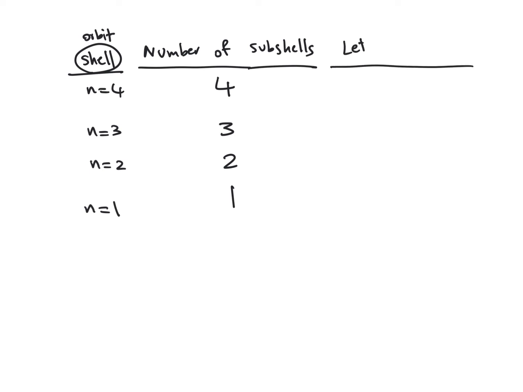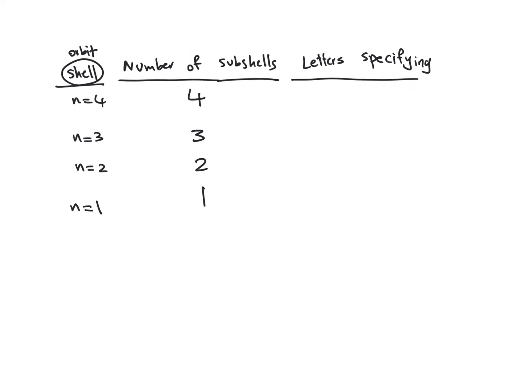And also, we have letters specifying subshells. So if n equals 1, we only have 1 subshell, and that is s. And you should remember, okay? If n equals 2, we have 2 subshells, s and p. Okay? If n equals 3, we have 3 subshells, s, p, d. If n equals 4, we have 4 subshells, s, p, d, f.